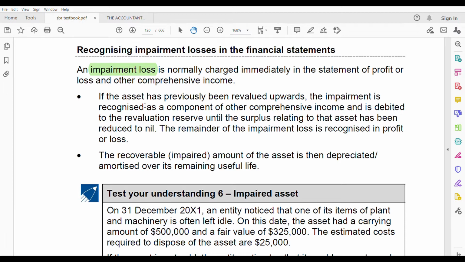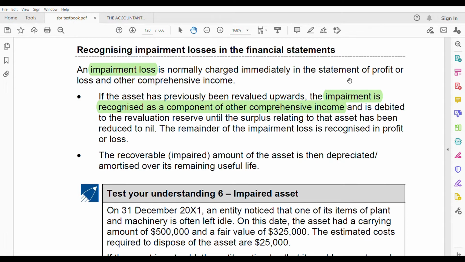Now, if the asset has previously been revalued, okay, this is talking about revaluation. What should you do? Previously, it was revalued upwards. The impairment is recognized as a component of other comprehensive income, okay. Why? See, if an asset is revalued upwards, the gain must have been recognized in other comprehensive income, right? If it is IAS 16, the same rule we are applying.